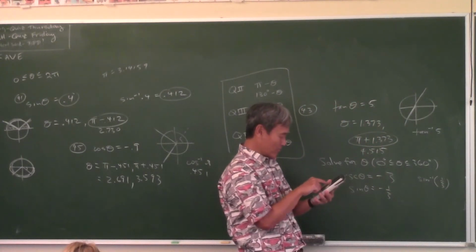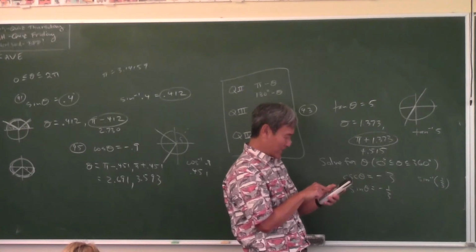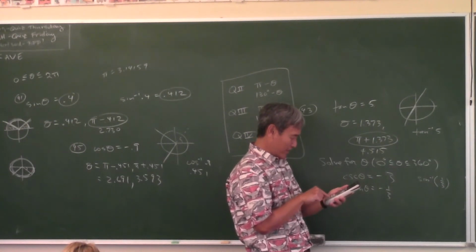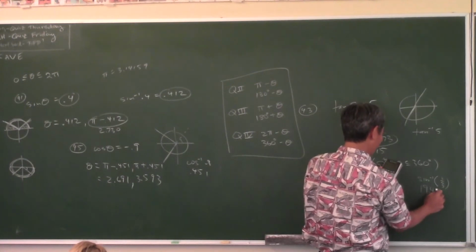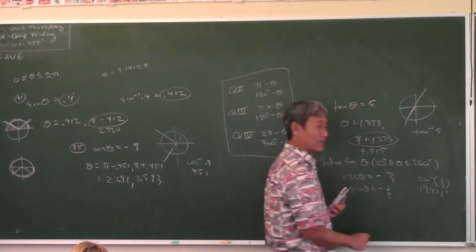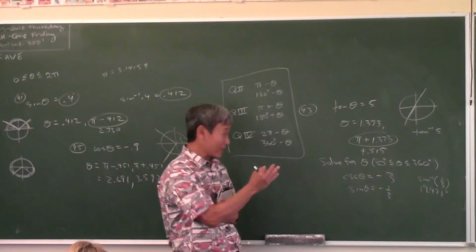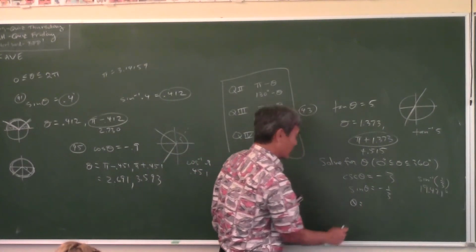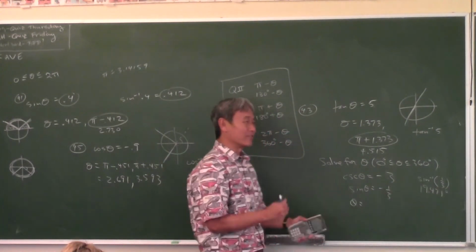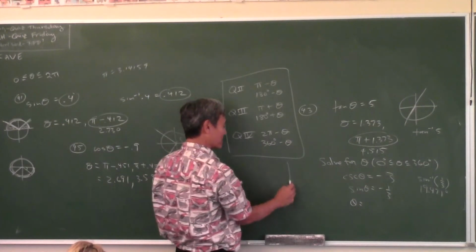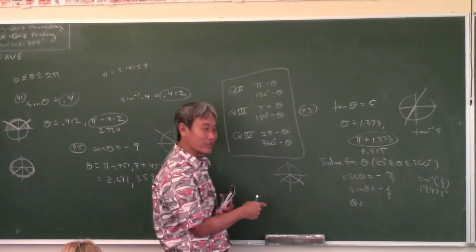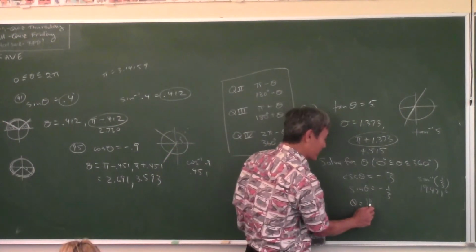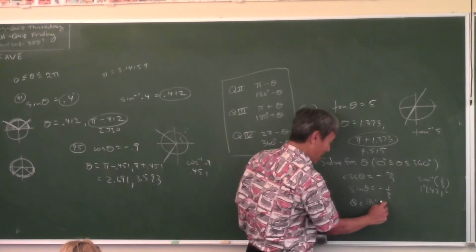So I'm in degree mode. So sine inverse 1/3. I get 19.471 degrees. Did everybody get that? That's the reference angle. Okay, now, sine is negative in what two quadrants? Where is sine negative? Third and the fourth. So how do I get the one in the third quadrant? Go 180 plus that.